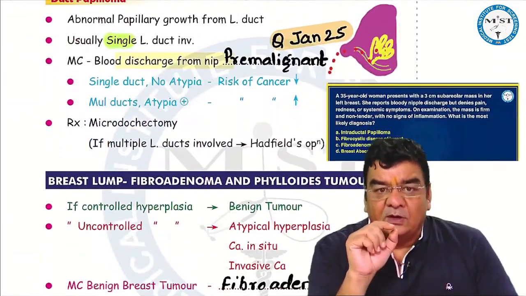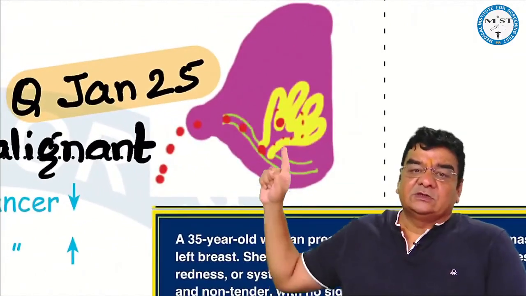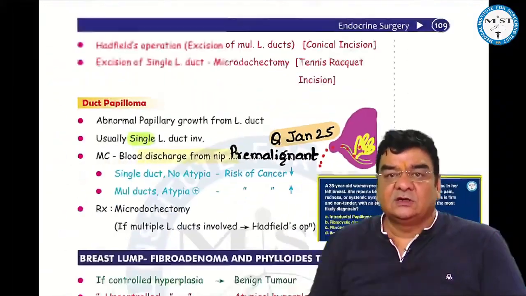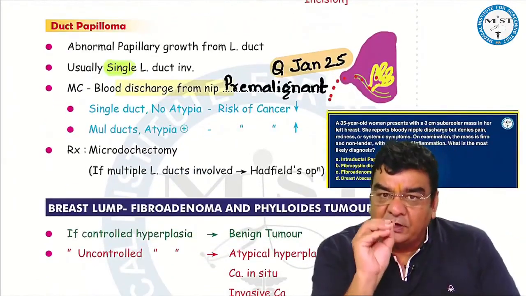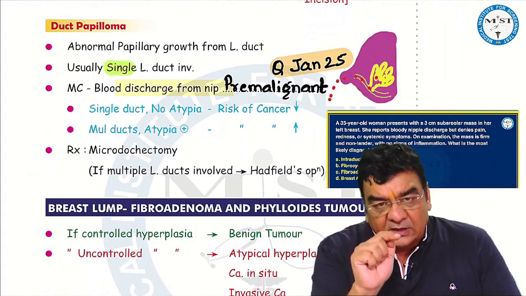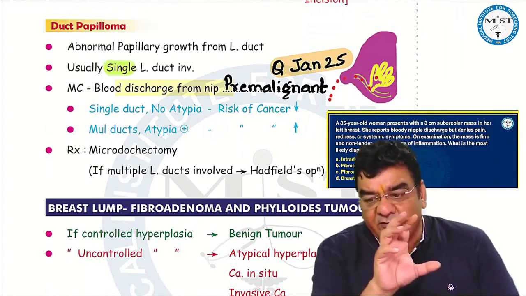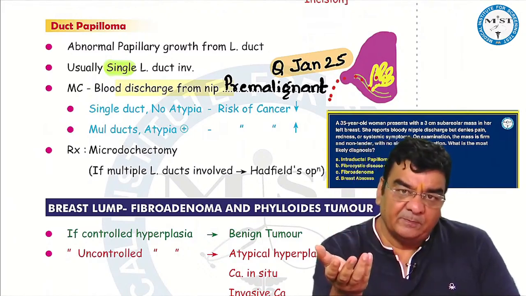Duct papilloma is a growth from the lactiferous duct, and generally a single duct is involved and the patient presents with blood discharge from the nipple. It is pre-malignant. If a single duct is involved and there is no atypia, chances of cancer are less. But if multiple ducts are involved and there is atypia, chances of cancer will be high.